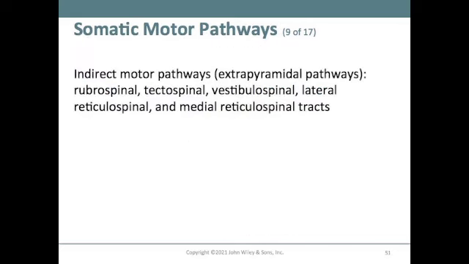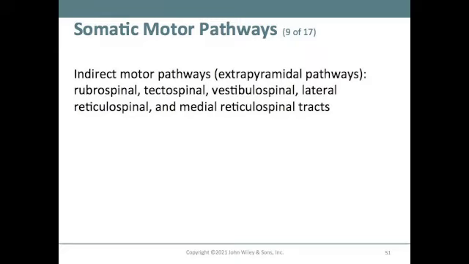And that brings us to the indirect motor pathways. The brainstem motor center gives rise to the indirect motor pathways. These include all somatic motor tracts other than the corticospinal and the corticobulbar tracts. Axons of the upper motor neurons descend from the brainstem motor centers into 5 major tracts of the spinal cord and terminate on the local circuit neurons or lower motor neurons. These tracts include the rubrospinal, tectospinal, vestibulospinal, lateral reticulospinal, and the medial reticulospinal.